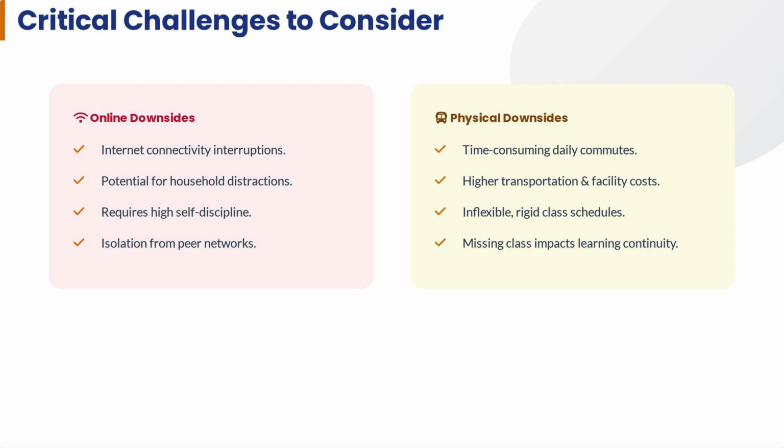Critical challenges to consider. Online downsides: internet connectivity interruption, potential for household distraction, the need for high self-discipline, and isolation from peer networks. Physical downsides: time-consuming daily commutes, higher transportation and facility costs, an inflexible rigid class schedule, and missing class impacts learning continuity.